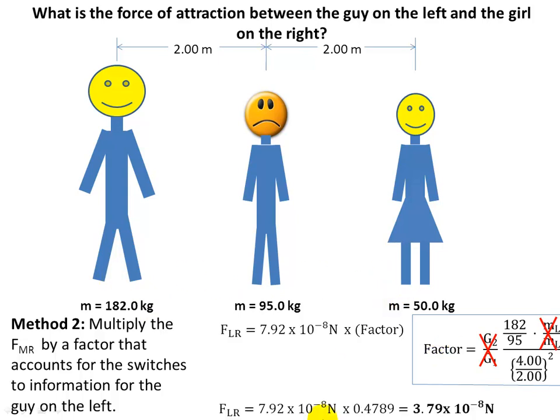So that factor, when you put it in, becomes 0.4789. Multiply that by the force of attraction there had been between the guy in the middle and the girl on the right, and you get again 3.79 times 10 to the minus 8 newtons. My point in showing you these methods is that a common type of problem that's given for this unit involves just taking into account the changes between situation 1 and situation 2 and figuring out the factor by which you could multiply the force that was observed in situation 1 in order to figure out what is the force in situation 2.